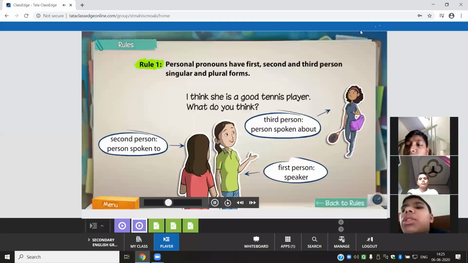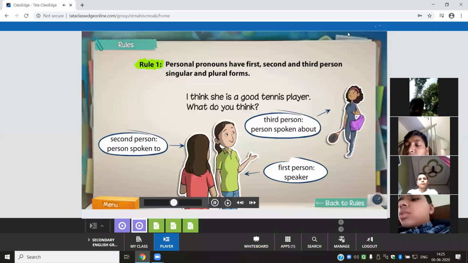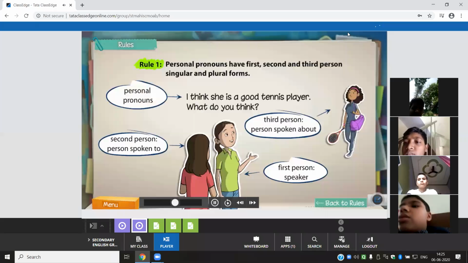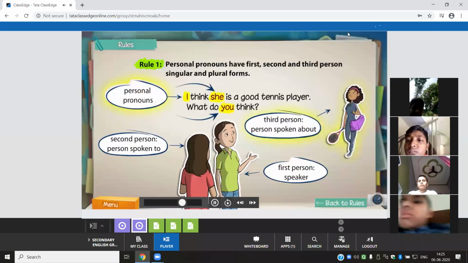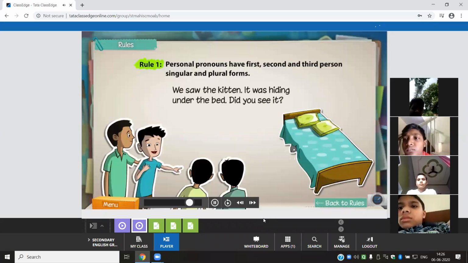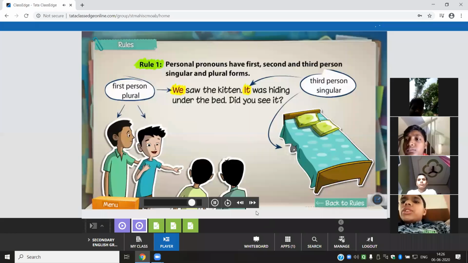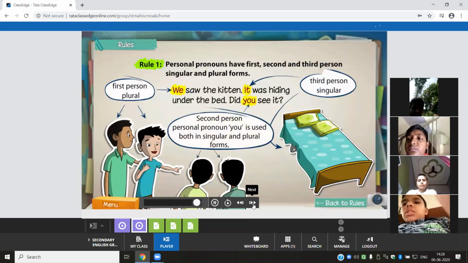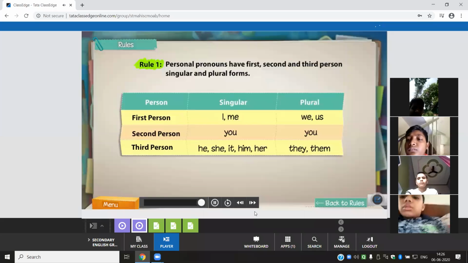in each case is different. Here, the personal pronoun I is used for the first person, you for second person, and she for third person. Personal pronouns can be singular or plural. Here are the various singular and plural forms of personal pronouns.